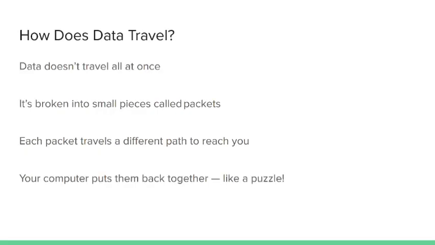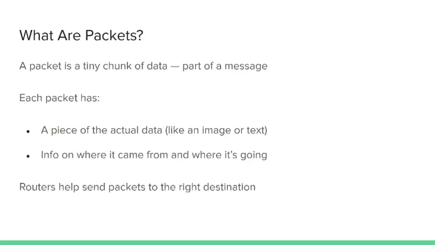Now let's talk about how data travels. Data doesn't travel all at once. It's broken into small pieces called packets. Each and every packet travels a different path to reach you. Your computer then puts them back together, like solving a jigsaw puzzle, and gives it back to you as a whole image.